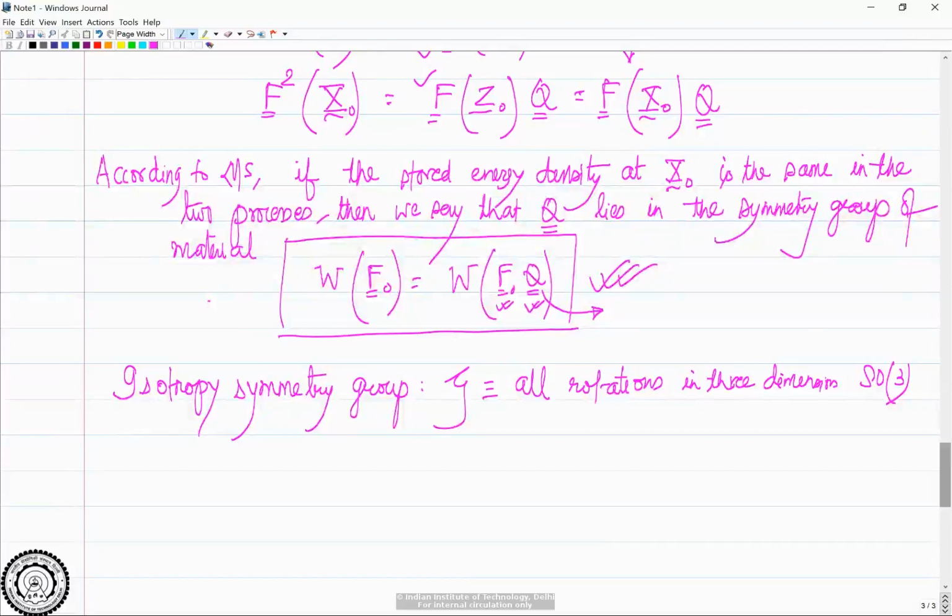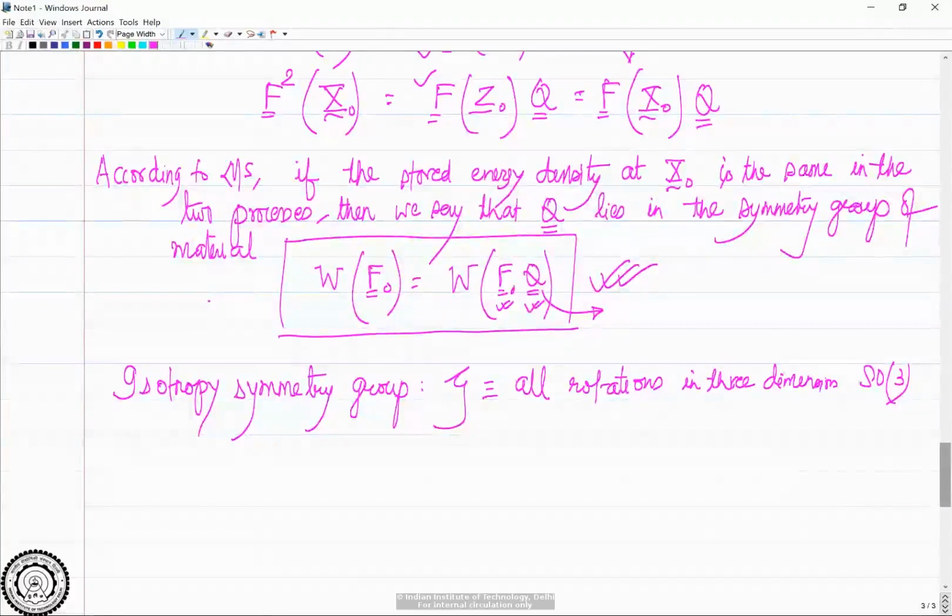As per this, what we have derived at a point, if the energy density is the same in the two processes, it's about x naught. That is the point about which we are rotating the body. So if the energy density stored is the same, we are able to say that that rotation belongs to the symmetry group. That is a mathematical way of saying it, right? Correct.